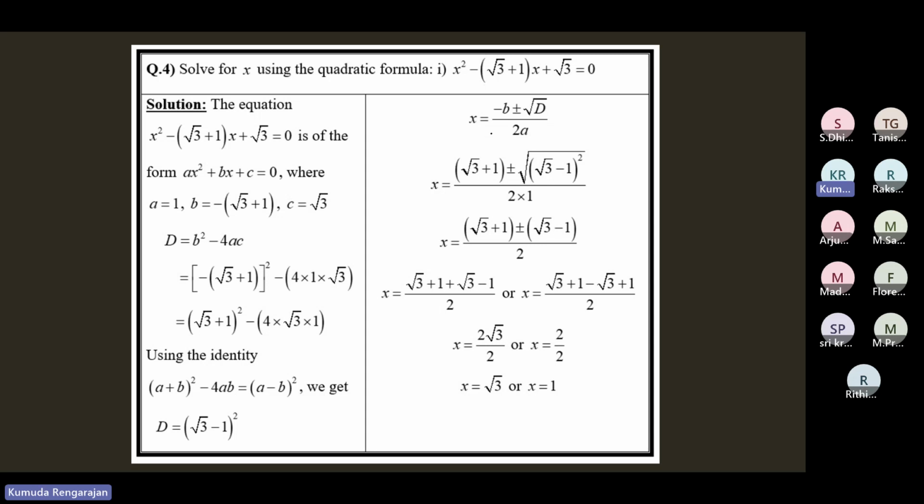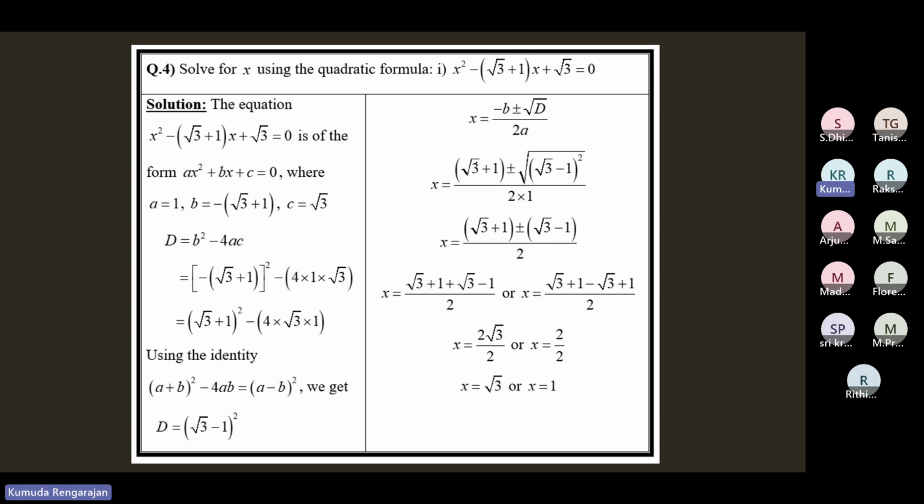Now write the quadratic formula. Supposing the variable was y, then you must write y is equal to. The quadratic formula is used to find the roots or the solutions of the variable involved. So if the variable is x, then x is equal to. If the variable is y, then you should say y is equal to minus b plus or minus root D by 2a. If the variable is p, then it is p is equal to. Okay, so the variable is x, so x is equal to minus b plus or minus root D by 2a.